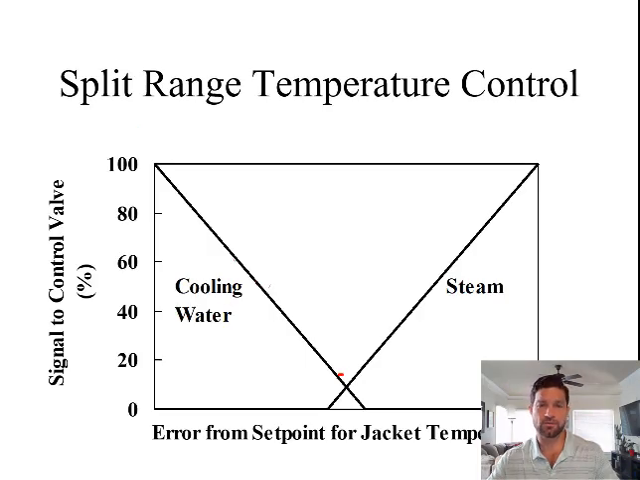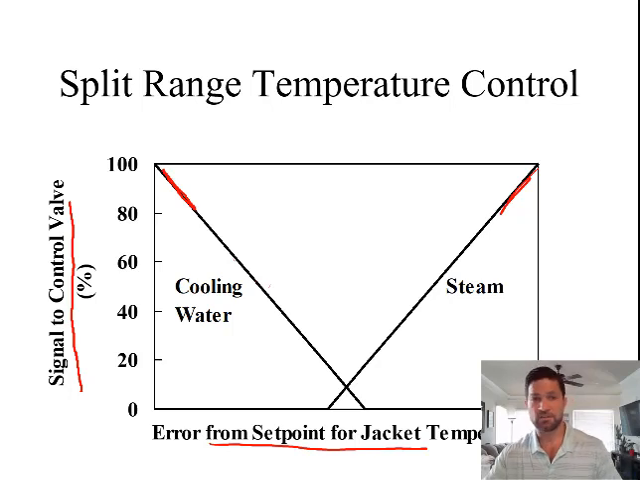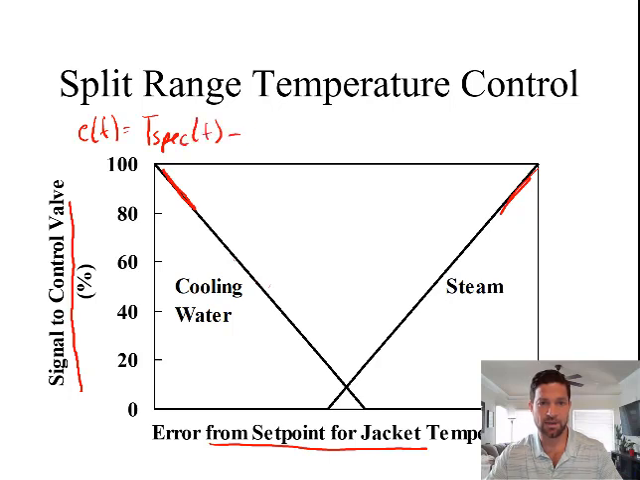Okay, so how split range temperature control works is shown here. This plot shows the signal to the control valve as a function of error from the set point for the jacket temperature, and it shows it for two valves. This valve is for the cooling water, and this valve over here is for the steam. Let's recall that the error in this process is going to be T specified, the specified temperature value, minus the sensed value, Ts.